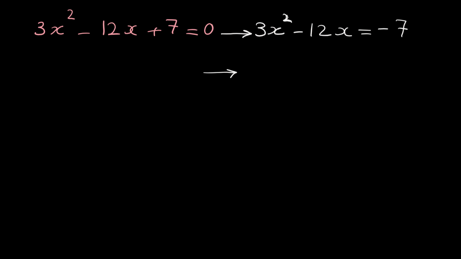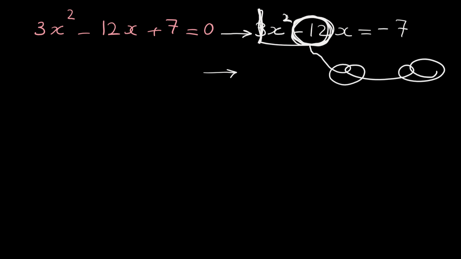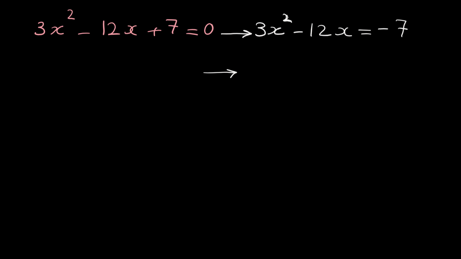At this step, when the leading coefficient is 1, we add a square of half of this number to both sides of the equation. But here, we have to make the leading coefficient 1, then we do that step. For that, first we have to factor 3 from these two terms. So, from these two terms, we factor 3. Then we have 3 bracket, x to the 2 minus 4x is equal to negative 7.